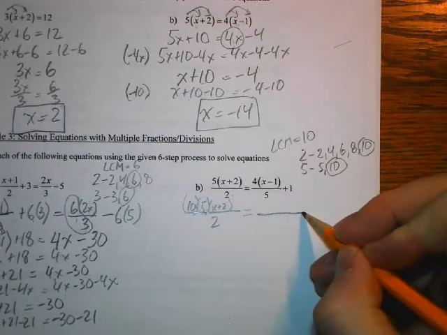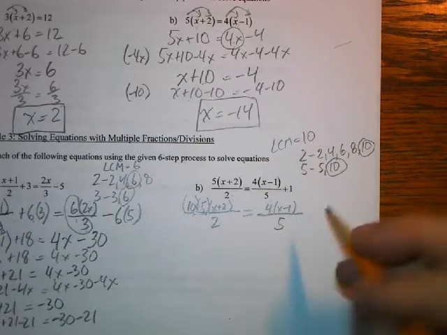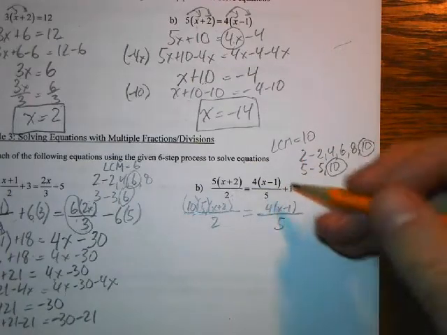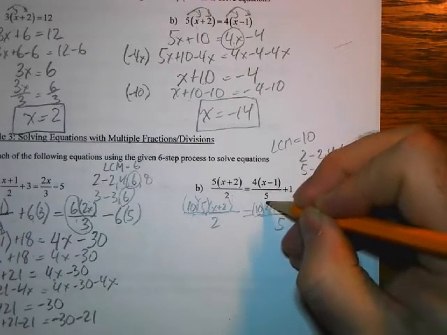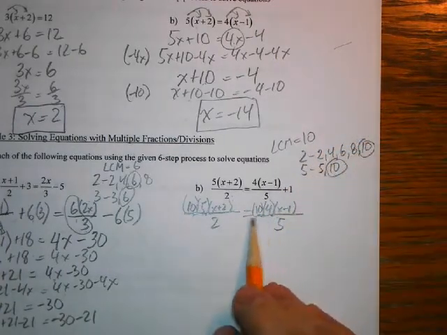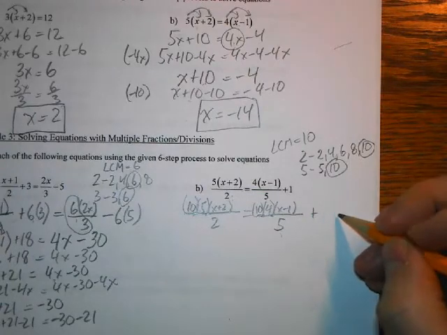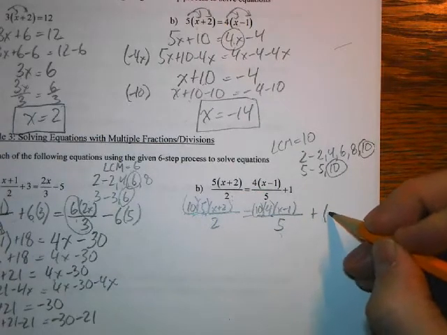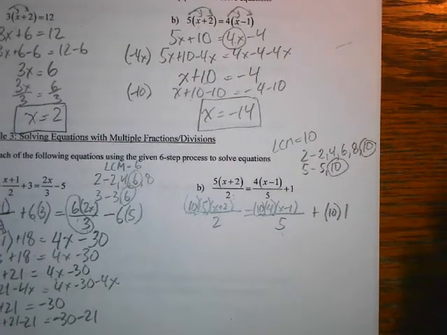So on the right side, I've got my 4x minus 1 on the top and 5 on the bottom. I want to multiply everything by 10. So I do the same thing here. I put a 10 on the top, put brackets around the 10 and the 4. And then I've got my plus 1. But again, I want to multiply that by 10 as well. Even though it's a fraction, it has to be multiplied by 10.